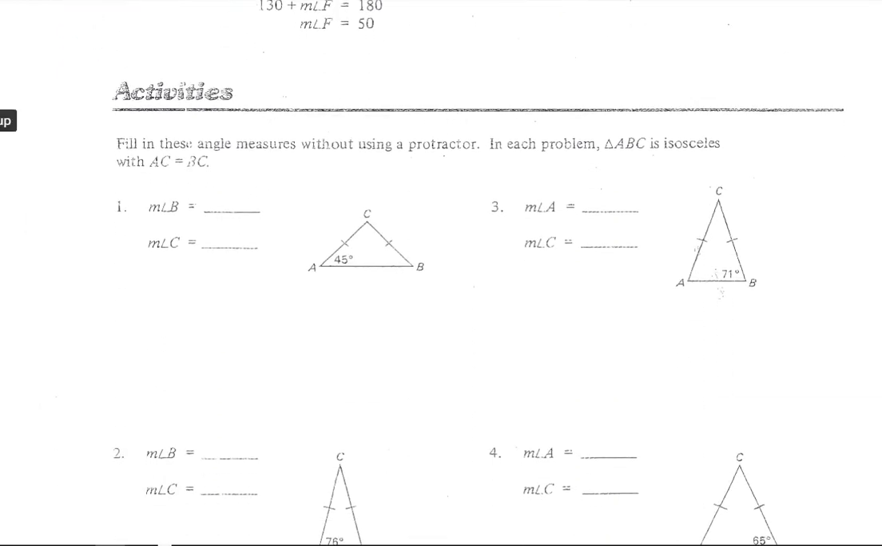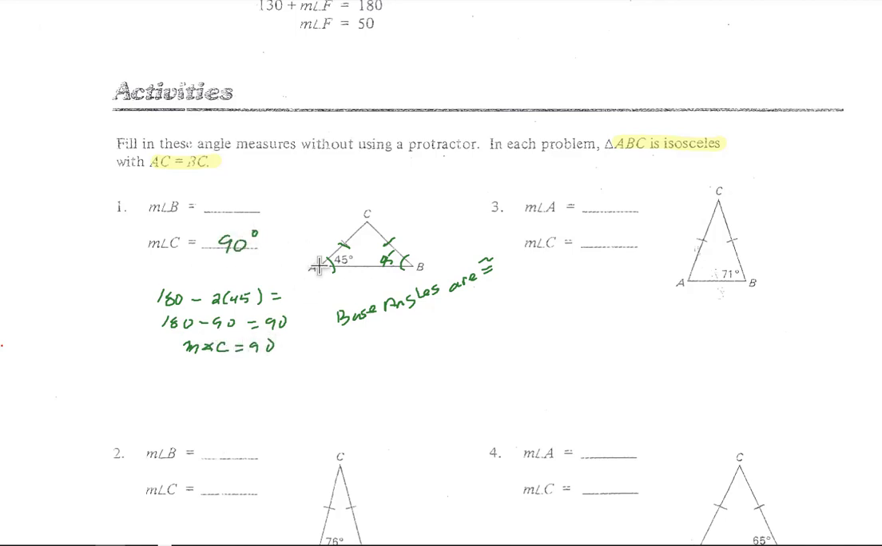If we look, angle A is 45, that means angle B must also be 45. And 180 take away 2 45s is 180 take away 90, which is going to give us 90 degrees for the measure of angle C. So this triangle ABC has congruent base angles, they're both 45 degrees, and the vertex angle C is 90 degrees. So we fill that in.